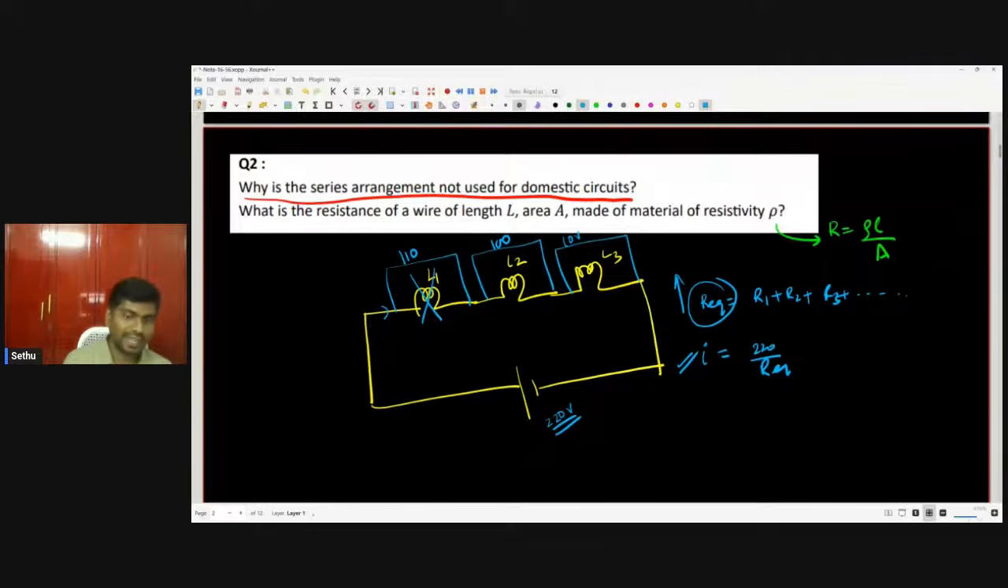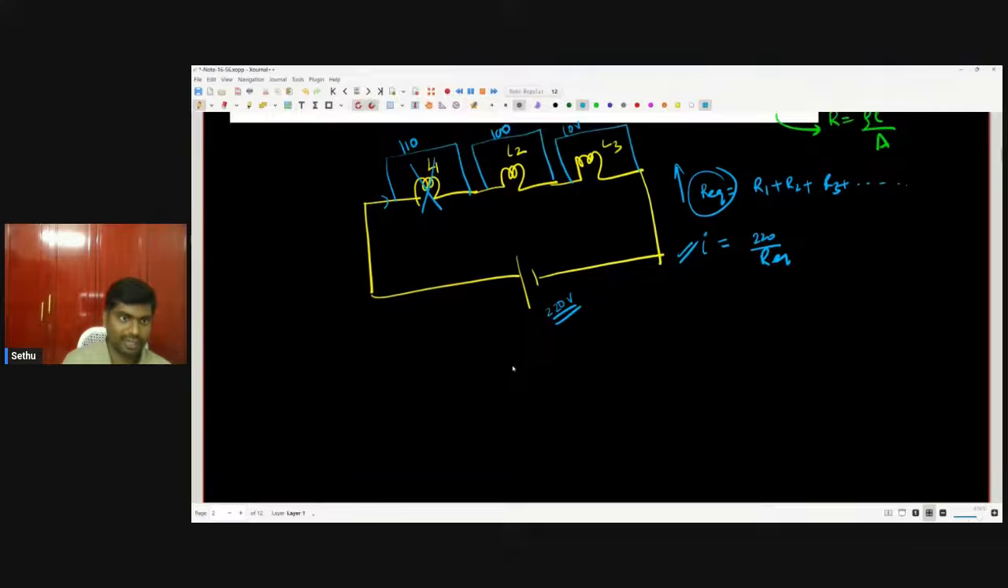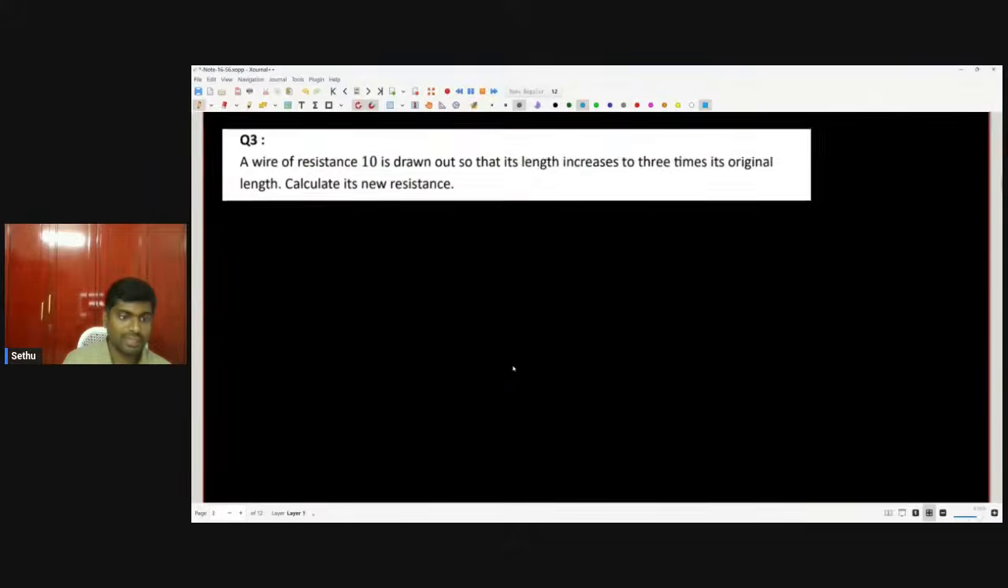I hope the basic idea is clear. Good. Let's try question number three. Question number three is a very good question. I see a lot of children making mistakes in such kind of questions. So I'm letting you know upfront. So try and solve this particular question. Come on, try question number three.